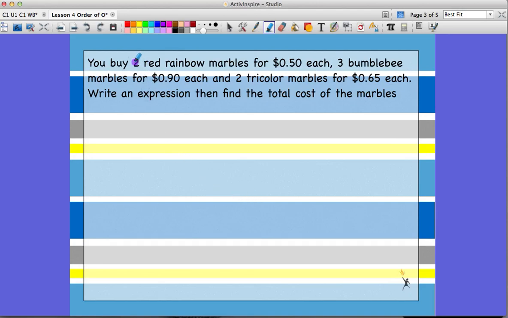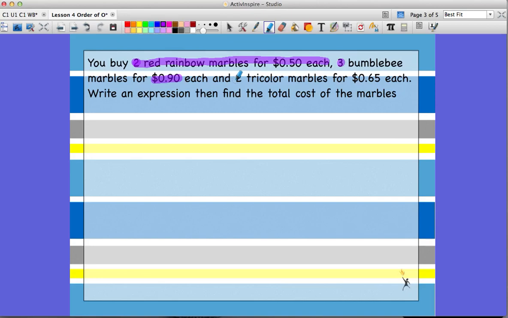Is it important that we bought 2 red rainbow marbles for 50 cents each? Yes. Now, is the fact that they're red rainbow marbles important? No. But because it's easier just to highlight this information right here, we go ahead and highlight it together. Otherwise, it would look like this. So if we did 3 for 90 cents each. So whichever you prefer is fine with me. If you want to highlight this whole spot, that's fine. Or if you just want to highlight the 3 and the 90 cents, it's up to you. Just make sure you remember what goes with what.